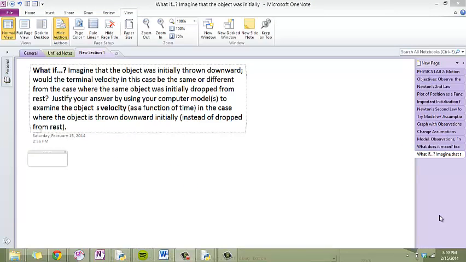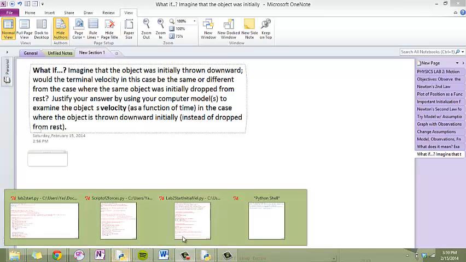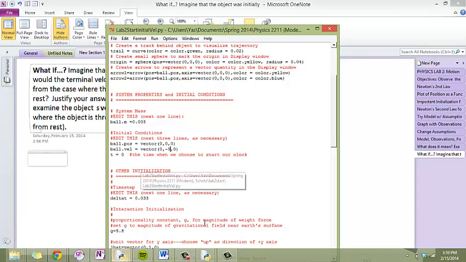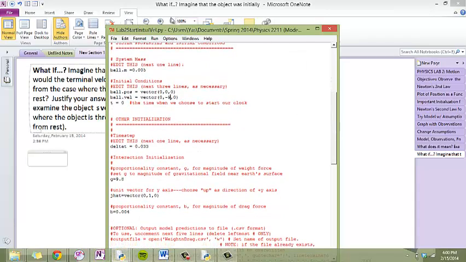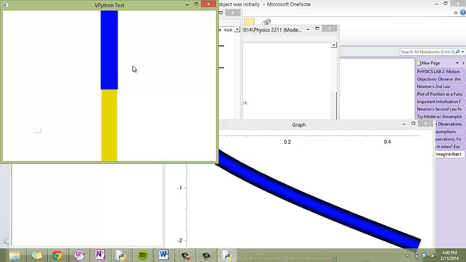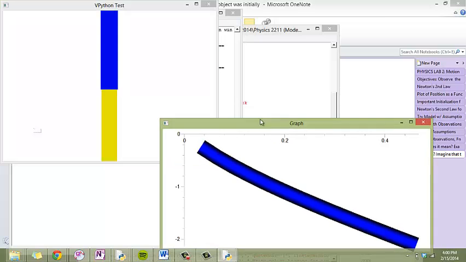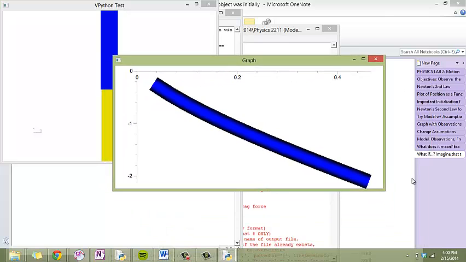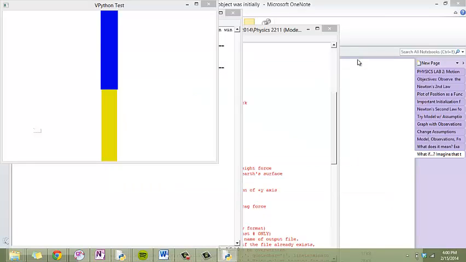Now to the what if question. What if we run this program with an initial velocity of -9, which would be happening if we throw it down? We would get a model in which our drag force is actually going to be greater than our weight force. It's decelerating when it starts. However, we see that it is going to reach a terminal velocity. This just happens a little sooner.